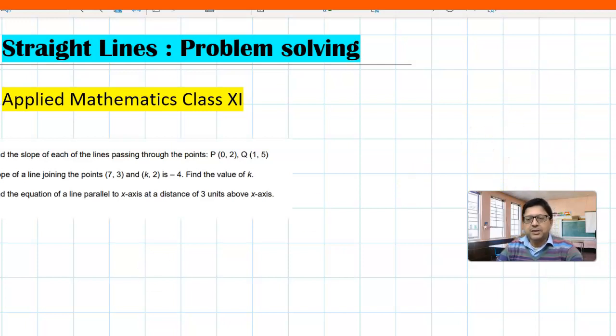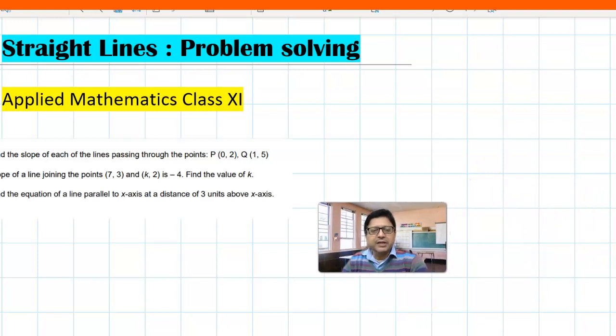Good morning class. In today's class, I'll be discussing problem solving on straight lines. I think all of you are practicing sums from your textbook together with the worksheets on straight line. So let us see some of the selected problems from the worksheet I made for you.